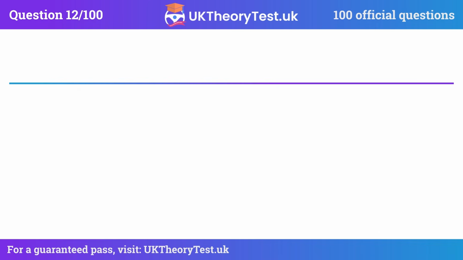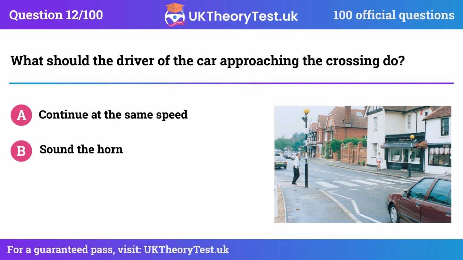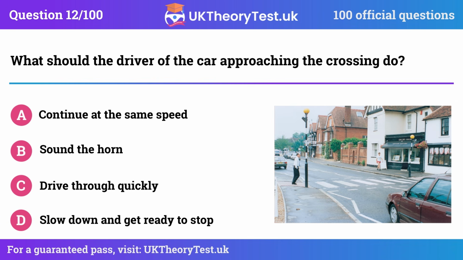Question 12. What should the driver of the car approaching the crossing do? A. Continue at the same speed. B. Sound the horn. C. Drive through quickly. D. Slow down and get ready to stop.